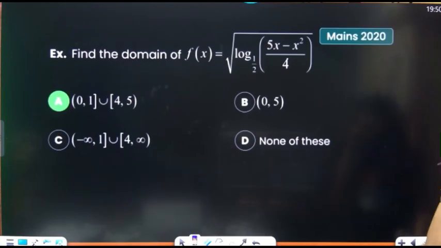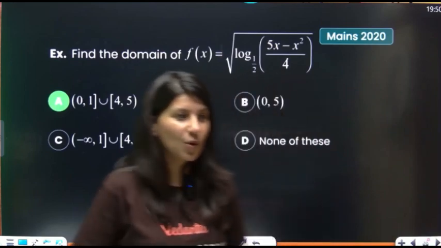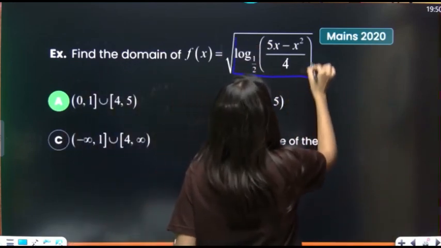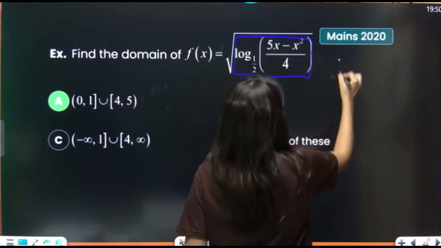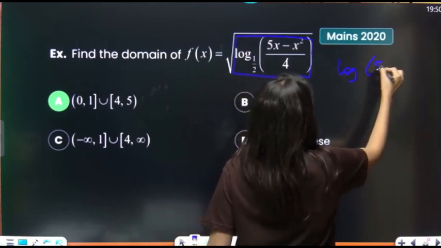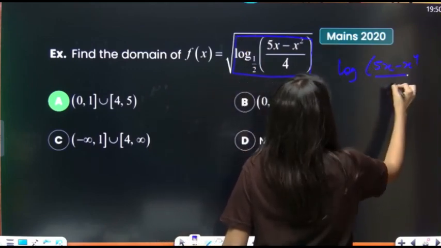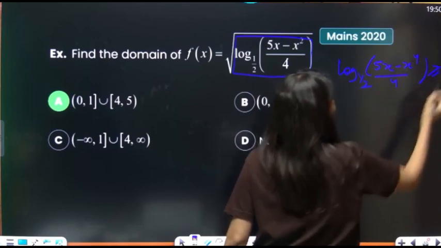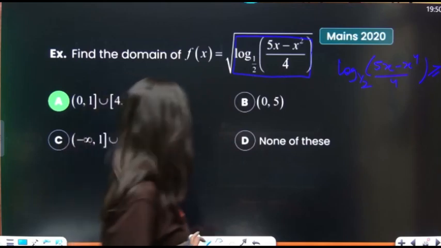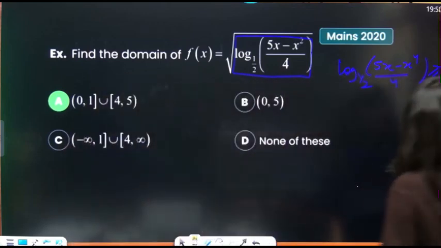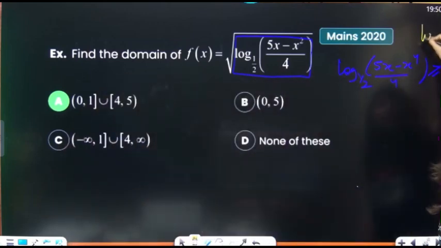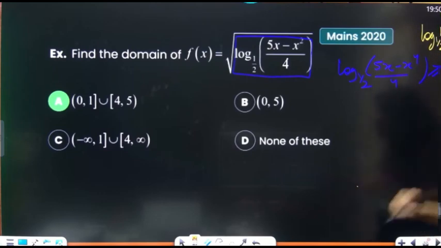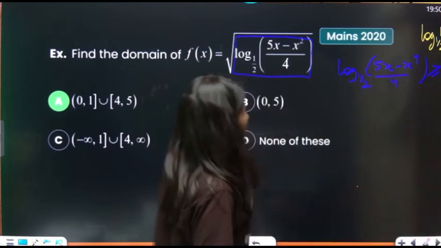So this was the question, right? f(x) is equal to log. Two things. The first thing is the expression which is right there. Just take it out: log of (5x minus x square) by 4, with base half, should be greater than or equal to 0. Now this 0 I am removing and writing log 1, because log 1 is 0, and half is right here.